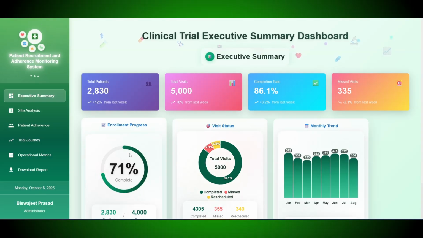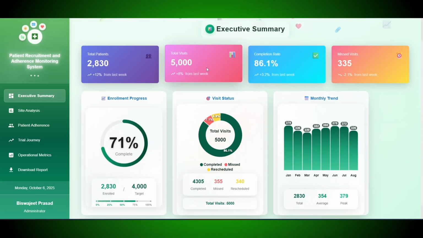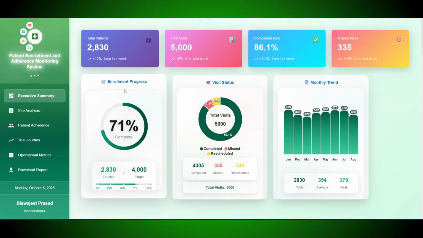Now moving to the main insights. This is the executive summary, which highlights the key KPIs such as total patients is 2,830, the total visits is 5,000, the completion rate is 86.1%, and the missed visits is 335. So here, this chart is showing the enrolled patients versus the target in the newly developed monitoring system for a clinical trial. This shows the total target was 4,000 enrollments, and currently the system achieved only 2,830.